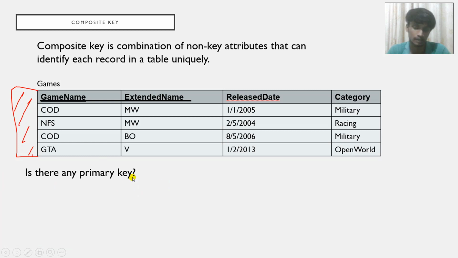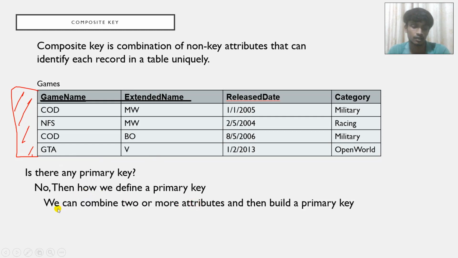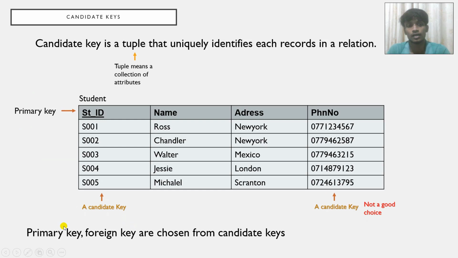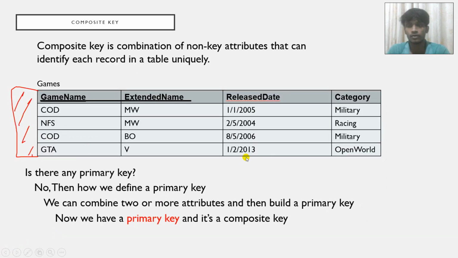So this is what I explained before. Is there any primary key? No, there is not a primary key. Then how do we define a primary key? So the only option will be we can combine two or more attributes and then build the primary key, just like this. Now we have a primary key and it's a composite key. So now each of these elements are unique, but still not in orderly manner, but these are unique. So it can be considered as a primary key. It's not a good way, but it can be considered as a primary key. And that is all about composite key.